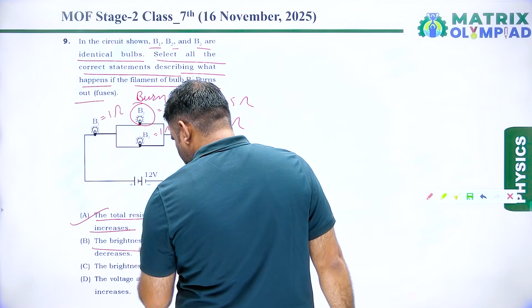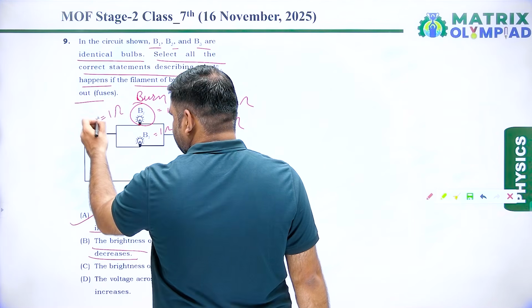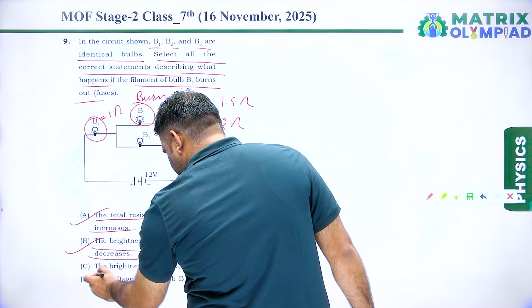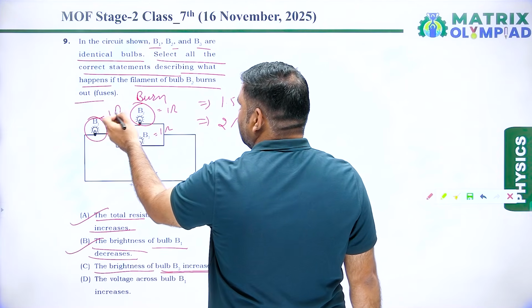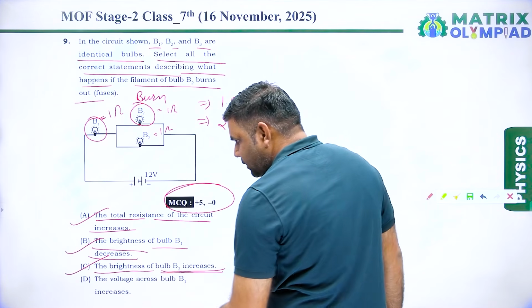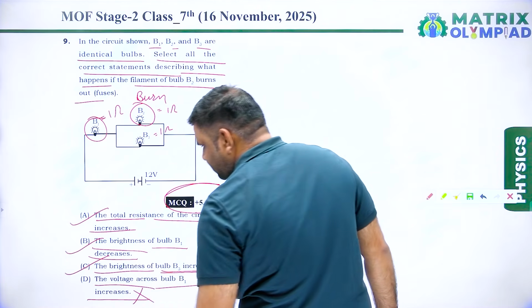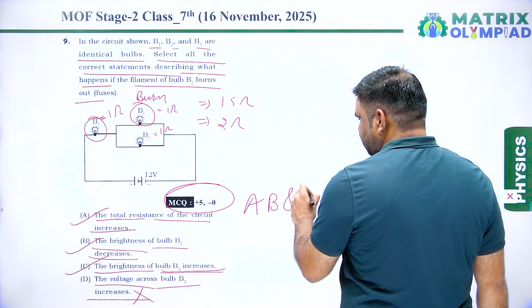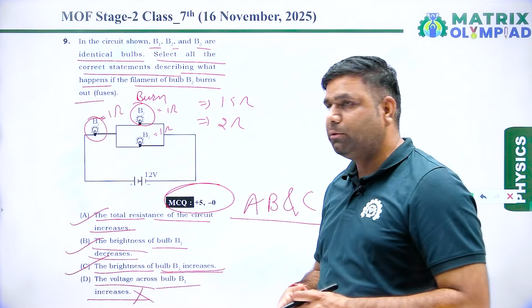Option B is, the brightness of bulb B1 decreases. Yes, this is also true. Option C is, the brightness of bulb B3 increases. Let me check: 1, 1, 2, and the current will increase. Yes, C is also correct. And D is, the voltage across bulb B1 increases. No, this is false. So our correct options are A, B and C for question number 9.